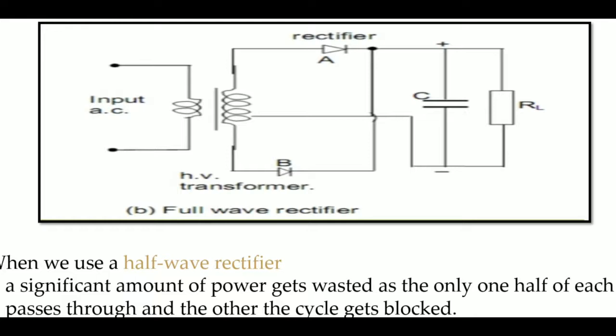What is a full wave rectifier circuit? A full wave rectifier circuit is one which converts both halves of the input AC supply signal into a pulsating DC signal. Both halves of each cycle of the AC are converted into what? DC signal. Keep it in mind.